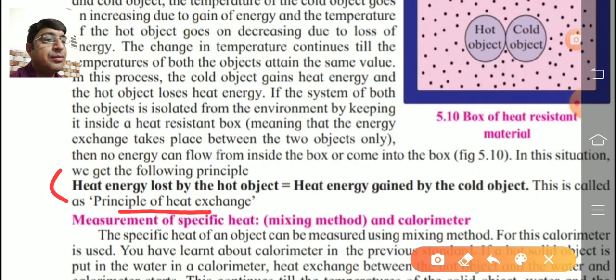So you mark here. Heat energy lost by the hot object is equal to heat energy gained by the cold object. This is called the principle of heat exchange.